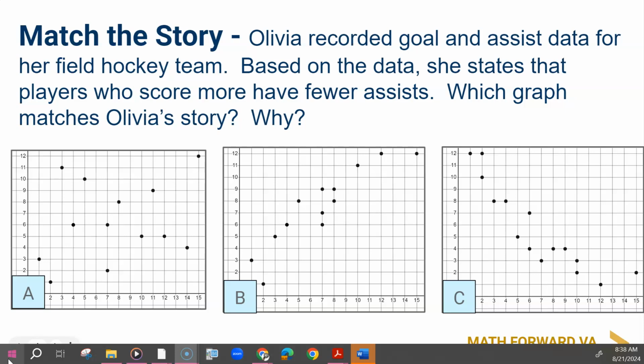B wouldn't work because it's the complete opposite. They're both going up together. These are going up and these are going up together. And then A wouldn't work because it's scattered. Who else was thinking C?